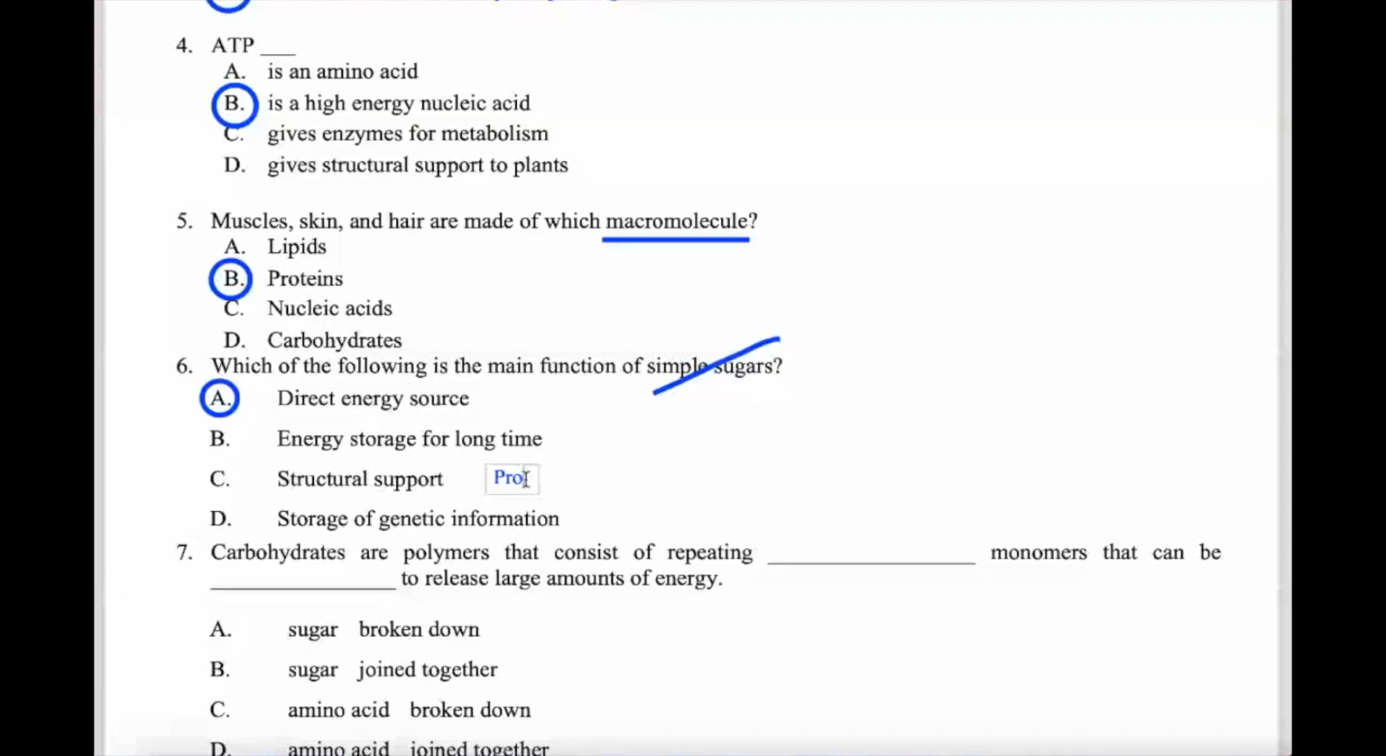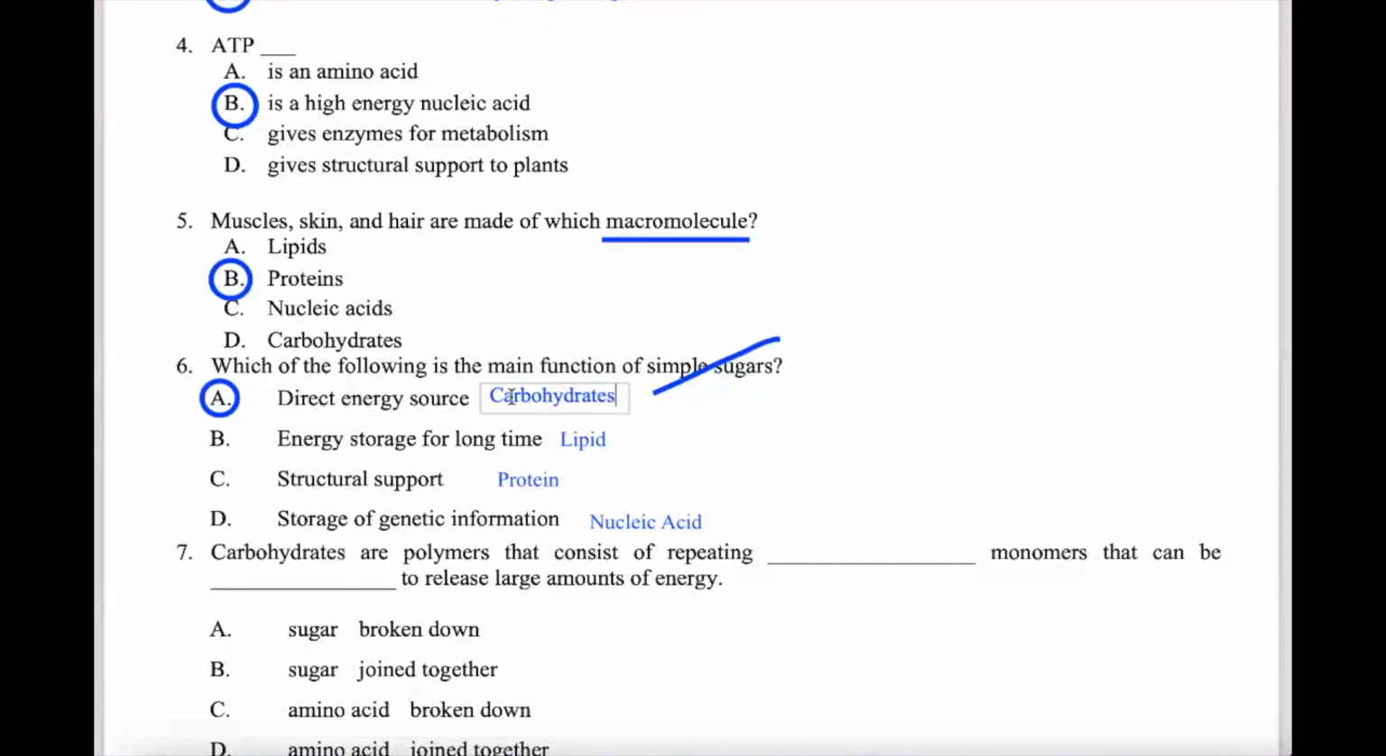If in case they change it on the top: which of the following is the main function of nucleic acids? Storage of genetic information. Yes, this is the function of the nucleic acid. And for the lipids, it is energy storage for a long time. Very good. Amazing, boys. Now you understand how one question can be converted into many versions. We have one question, but this can be asked as four different types of questions.